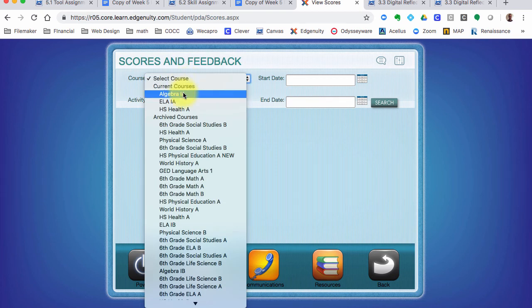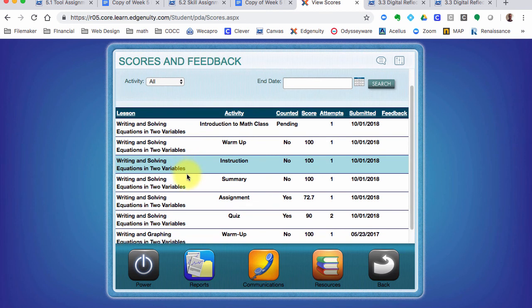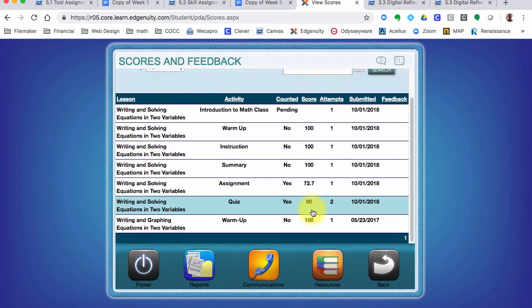I pull up that algebra class. And there's all the assignments that I've done so far. You can see I did really well. Warm-up instruction summary. You always get warm-up instruction summary always at 100. But you can see that they're not even counted towards my overall score. The only things that count are this assignment here. That counts, and it got a 72%. I got the quiz. I did 2 attempts, and I got a 90%, so it's keeping the high score. And those are the only 2 things affecting my grade.